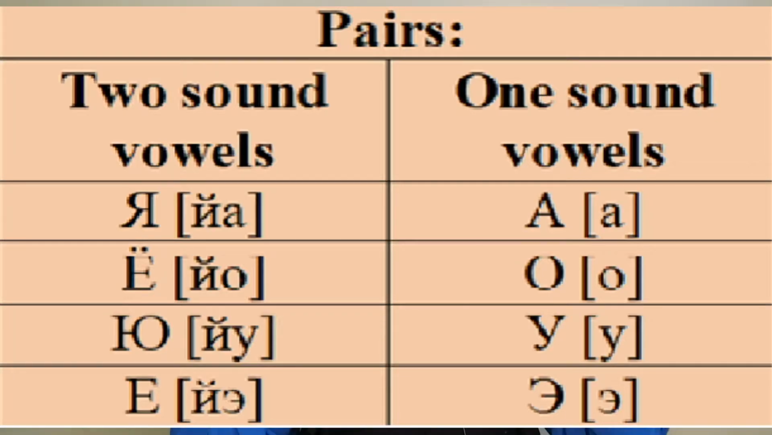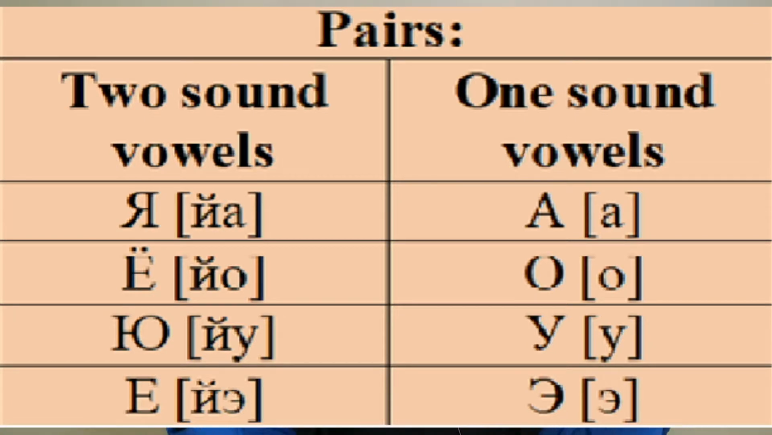Do you remember this table? It was about vowels, and we were speaking about the fact that in the Russian language there are two types of vowels, one sound vowels and two sound vowels. One sound vowels, for example, a, o, e, and so on, and we hear only one sound there. For the two sound vowels, we hear two sounds: a y sound plus one of the sounds from a one sound vowel. Actually, firstly goes y, and then one of the sounds of a one sound vowel.